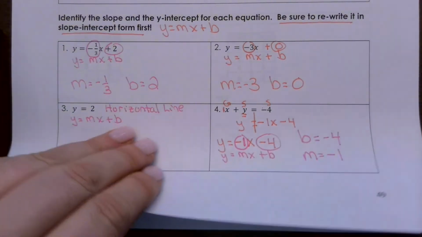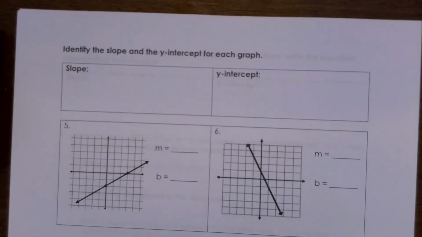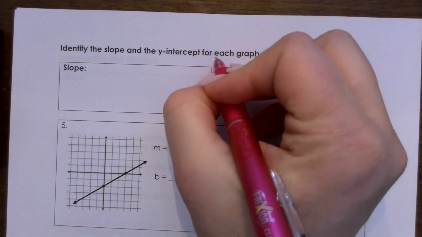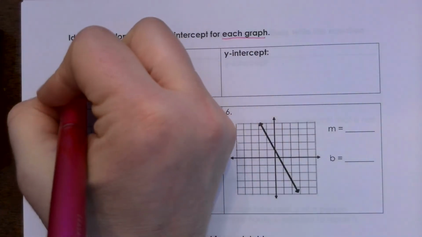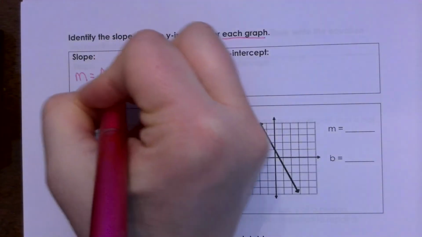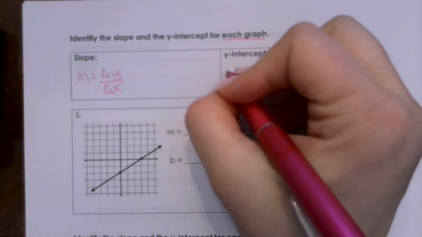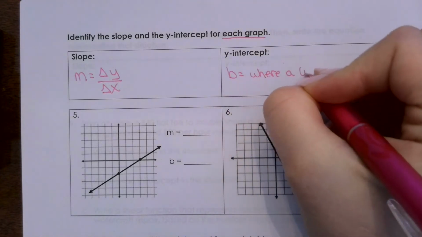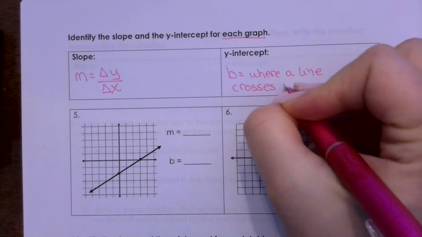Okay, let's continue on to page 50, and we're still looking at determining our x and y, our slope and our y-intercept. So in this case, we're going to identify our slope and our y-intercept on a graph. So remember that the slope is the change in y over the change in x. And my y-intercept, or b, is where a line crosses the y-axis.